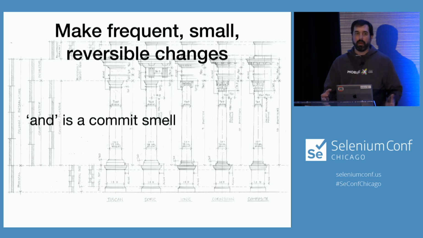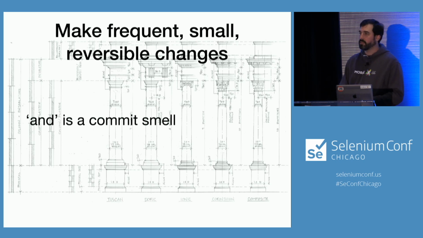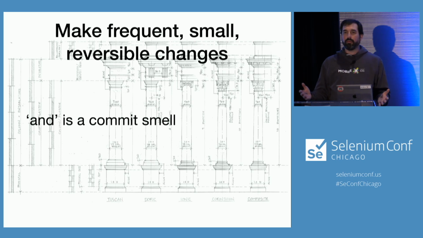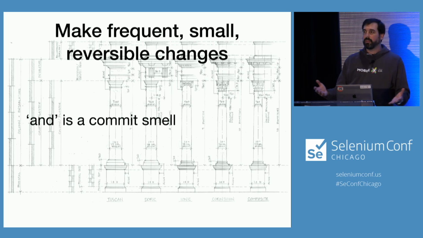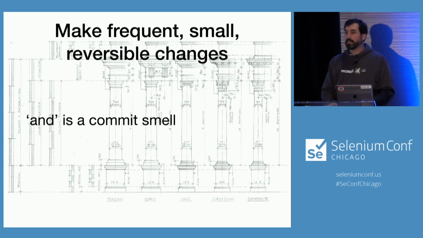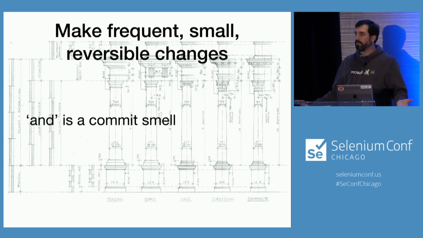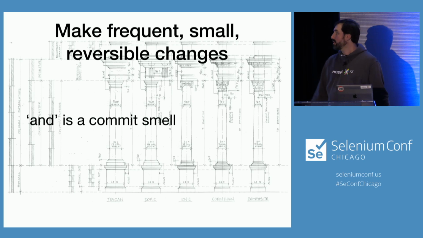This one should be obvious for this audience. Make frequent, small, reversible changes. Don't do, I changed 47 things and something broke, and I don't know which one because I did 47 things all at once. Because that never happens to us as testers. The changes always come from the developers in nice little discrete packages.